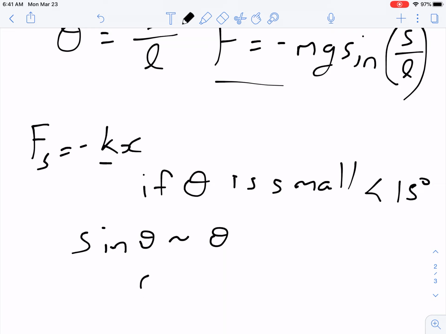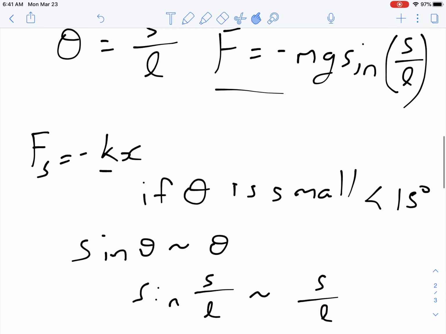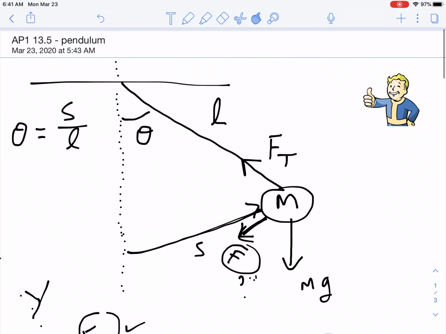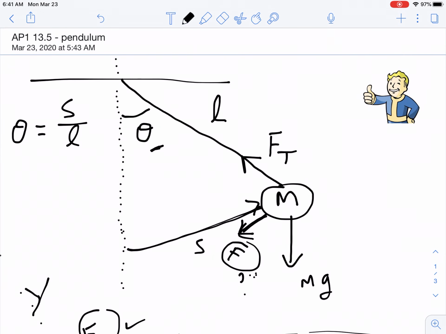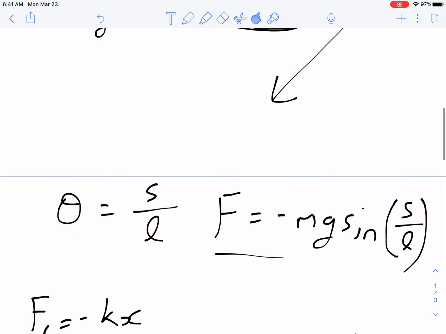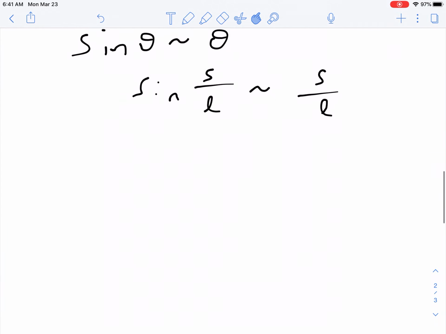So that means that if we talk about a small angle for the pendulum, the sine of s over L is going to be approximately the same as simply s over L. So if our angle is small, the pendulum is going to exhibit simple harmonic motion. Let me show you.